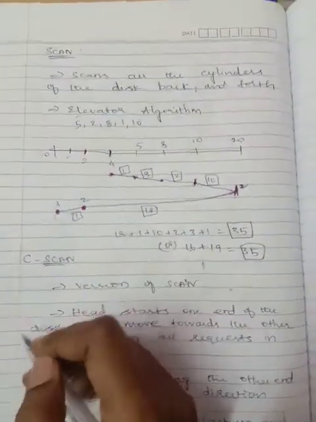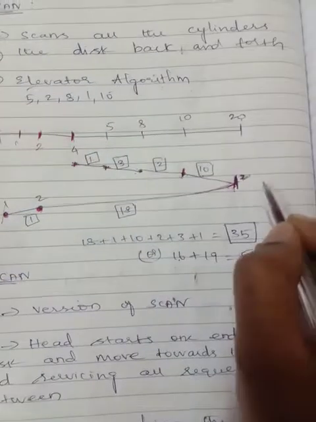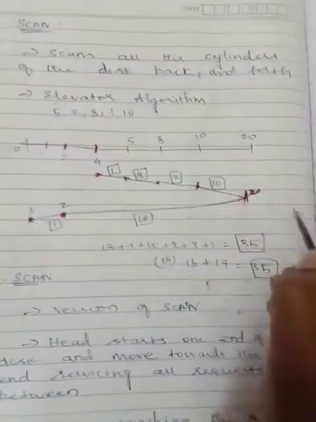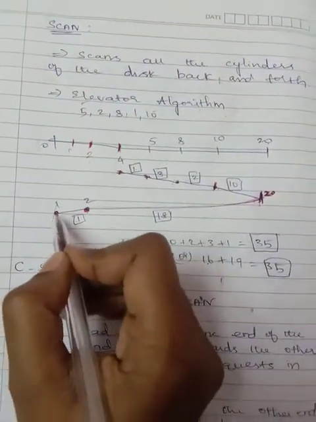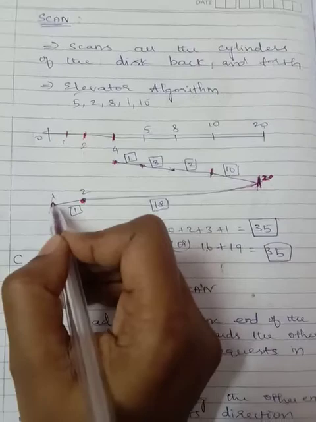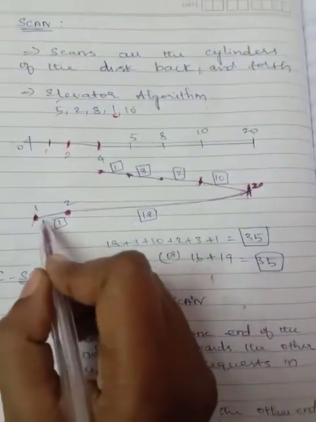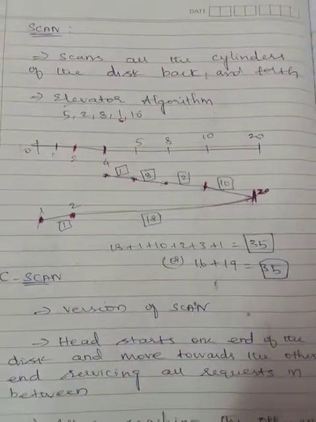As per the GATE Vidyalaya website, I have shown that at one end, it will go to the last. One end, that is this end, will go to the last. After that, when it returns back, it will go up to the service request. So up to 1 I need. So I don't need 0. So I don't go to the 0 cylinder.